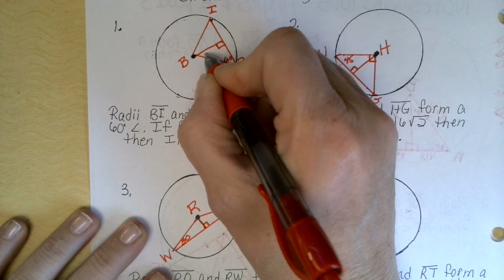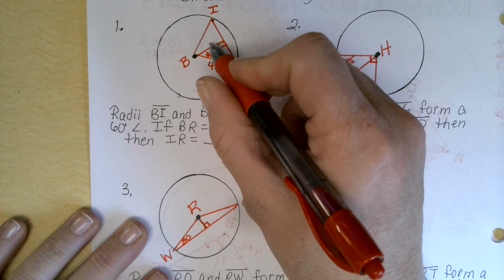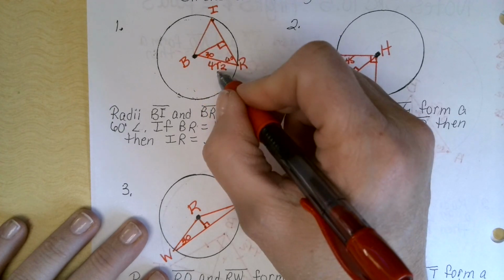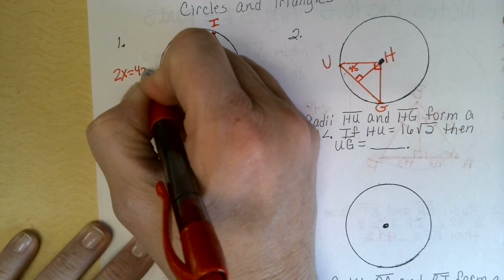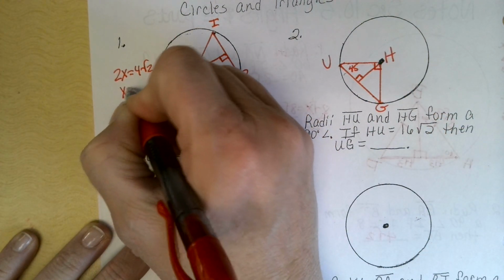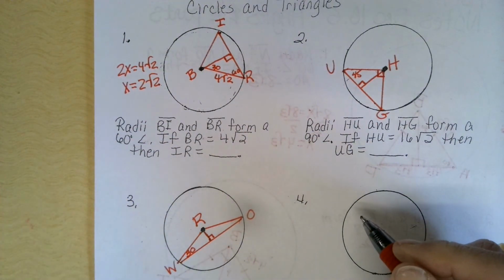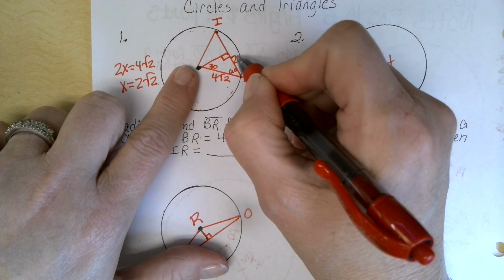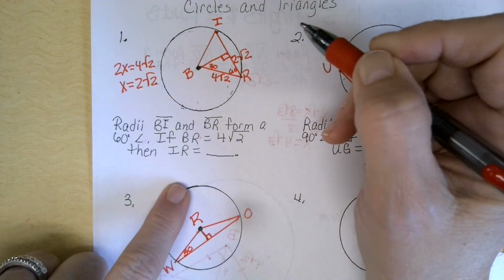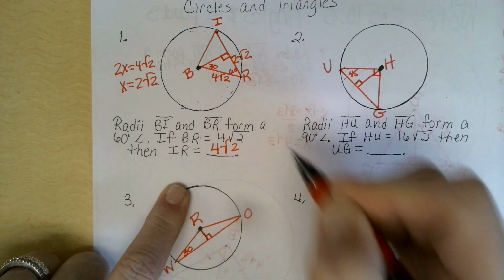So this is my 30. Okay, so x, x radical 3, and 2x. So 2x equals 4 radical 2, divide by 2, x equals 2 radical 2. Okay, so that means across from the 30 is my 2 radical 2. And the question says, what is IR? IR is 4 radical 2.